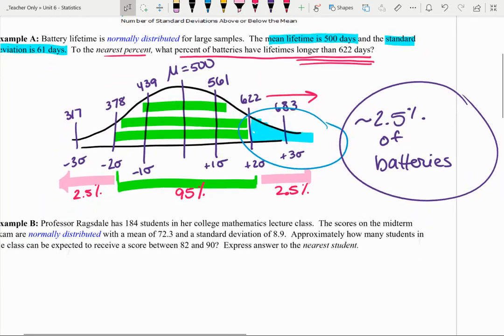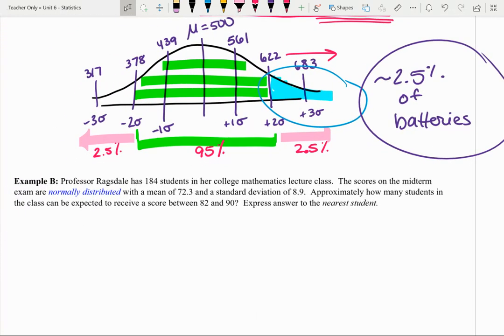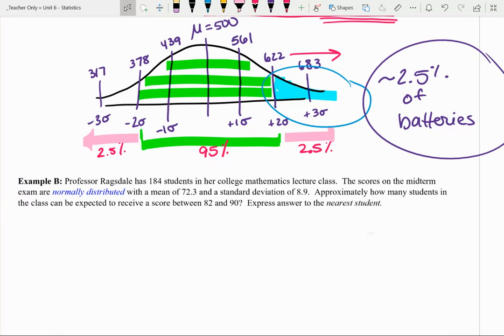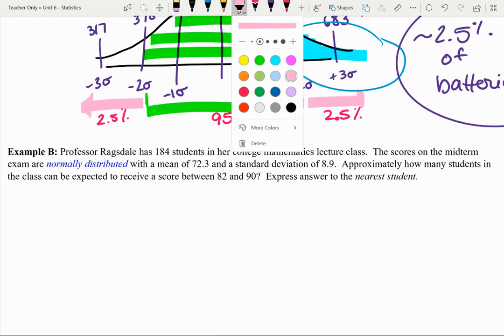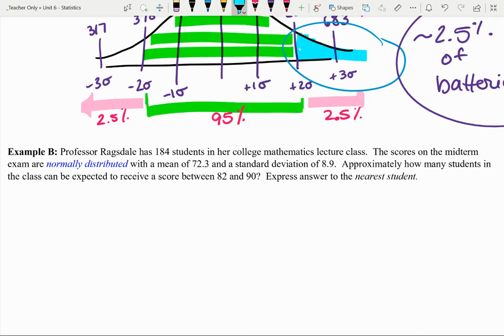So let's do another question here, and again, just to see how we're going to use the normal distribution to make approximations and make inferences about data. Professor Ragsdale has 184 students in her college mathematics lecture class. That's quite a big college lecture class, but some classes are pretty big. Anyway, the scores on the midterm exam are normally distributed with a mean of 72.3 and a standard deviation of 8.9.